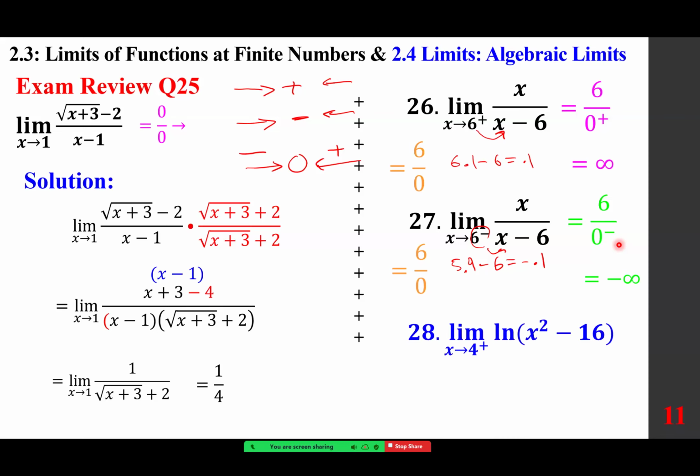What is the limit of ln of x squared minus 16 as x approaches 4 from the right? If you put 4, you get 16 minus 16, which makes it 0. From the right makes it 0 from the right. Now, just to make sure you know the answer, I'm going to remind you of the graph, because elementary functions, we should know all the graphs. Here's the graph of y equals ln x. And as x approaches 0 from the right, it goes to negative infinity, giving rise to a vertical asymptote, which is the y-axis or x equals 0.